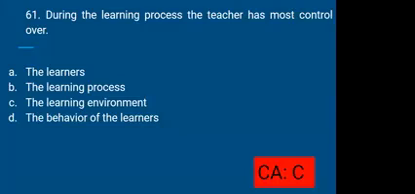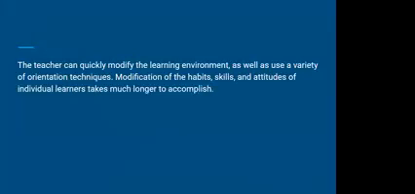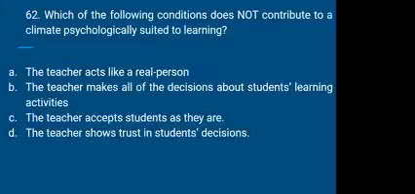Bakit? Okay, what's the rationalization? It says here, the teacher can quickly modify the learning environment as well as use a variety of orientation techniques. Therefore, modification of the habits, skills, and attitudes of individual learners takes much longer to accomplish because you will really need to understand each learner. So that's why the teacher has most control when it comes to the learning environment. So the correct answer is letter C. Okay, very good. Next, number 62.